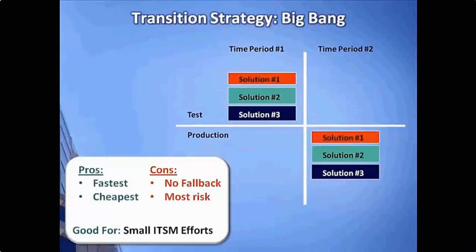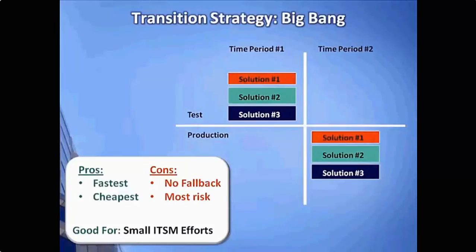Let's take a look at the Big Bang transition strategy, sometimes called the direct approach. This is the easiest and the cheapest way to implement your ITIL solutions. The downside to this, though, is that the approach also carries the highest risk. Once you transition, there is no fallback. This approach, however, may make perfectly good sense if you're a small IT organization or a small business where the risks tend to be lower.